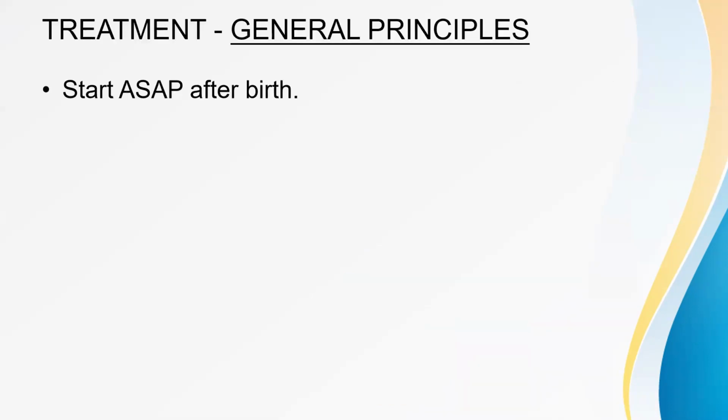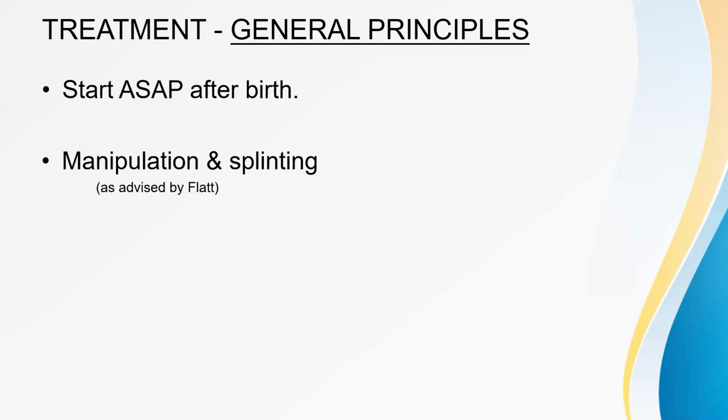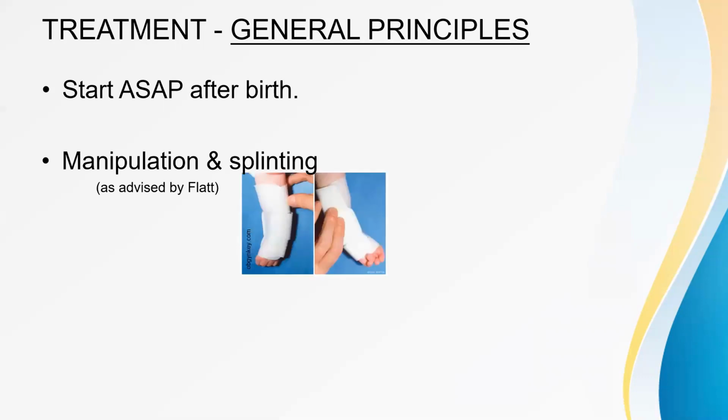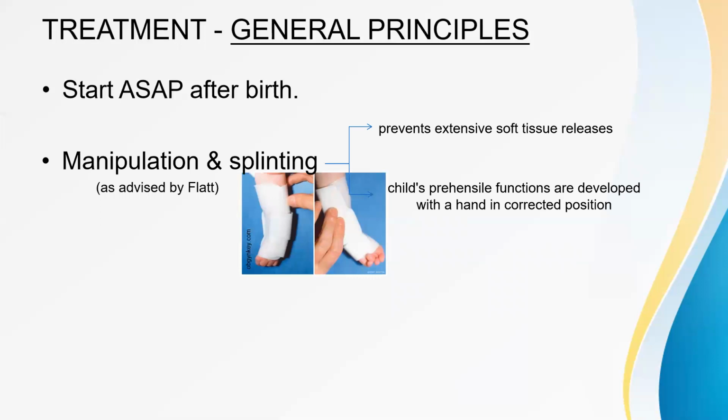The general principles of treatment that are accepted nowadays is that we need to start as soon as possible after birth. We start by manipulation and splinting as advised by Flatt, in a way similar to the Ponseti technique in the lower limb in clubfoot, by applying serial casting, which should be above elbow, changed every 2 weeks, and the child might need 4 to 6 casts in total.